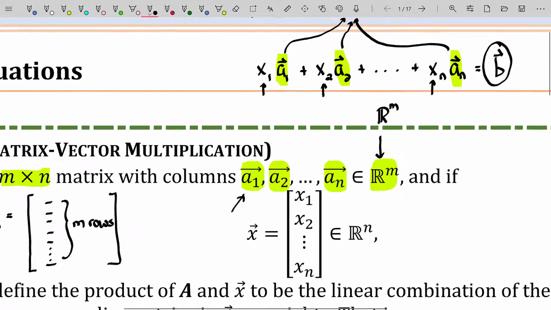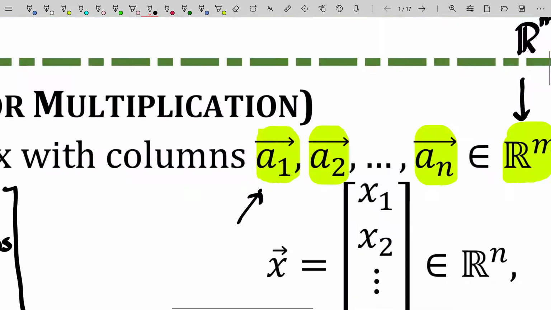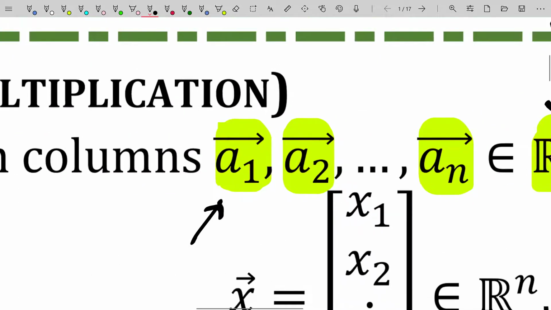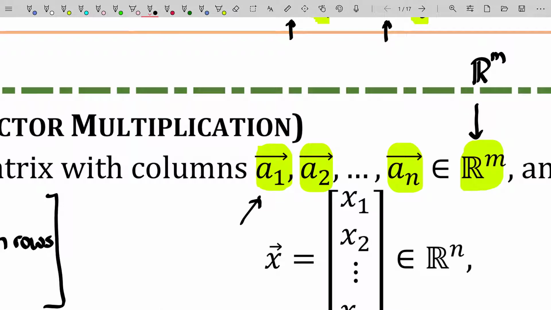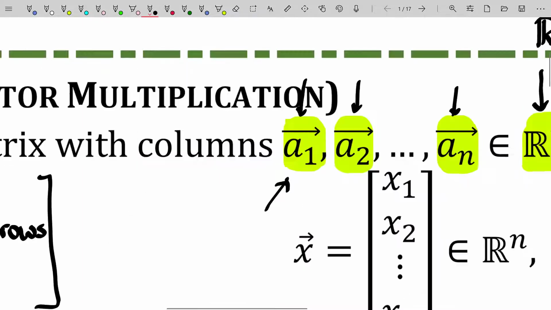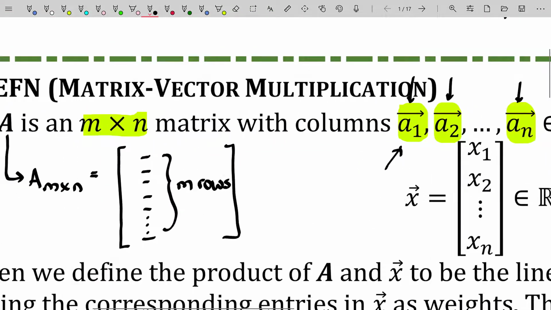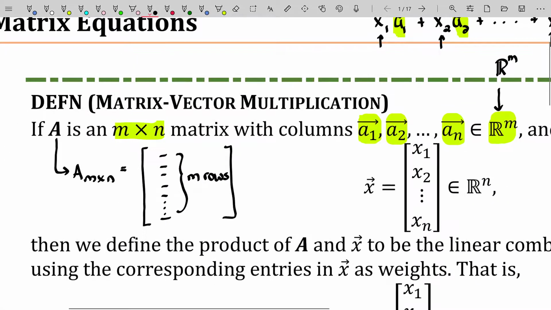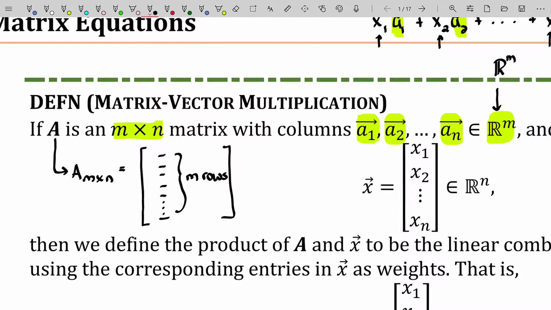Anyhow, so if we know that these a1 through an are in Rm. Oh, by the way, I should also mention it's a1 all the way up to an because you have n columns. So you need n of those column vectors, and each of those column vectors has m entries. There you go. And that's why knowing the dimension of the matrix you're working with is very important when you're writing all this stuff down. So let's suppose that that condition is true.